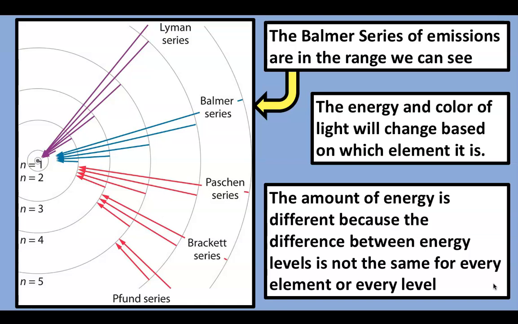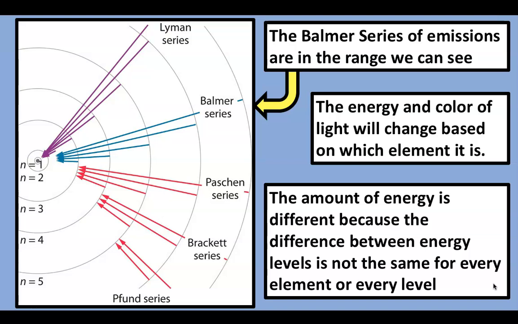So as we can see with a bunch of these things on the left-hand side, these series, don't worry about knowing the names. They're irrelevant to your world. But the Balmer series, for example, is one we can actually see. So things falling from 2 to 1, 3 to 1, 4 to 1, 5 to 1, 6 to 1, and actually everything in between, depending on what element you're looking at.